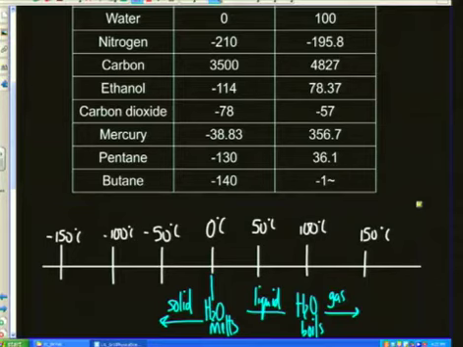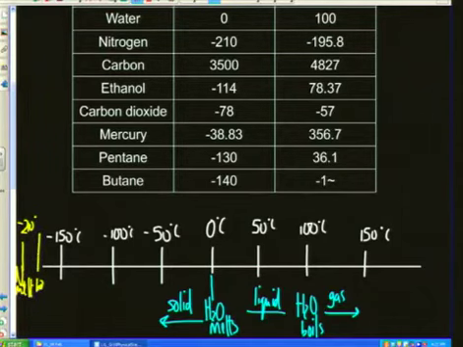Nitrogen, and it's off my scale. So nitrogen down here at minus 210, N2, is going to melt. And at about there, it's going to boil at minus 195.8 degrees C. Carbon is going to melt way down there. So carbon is off my scale at 3,500.